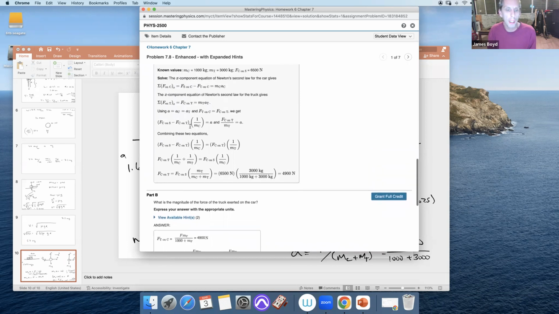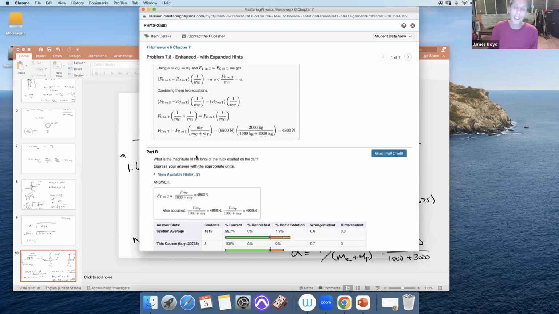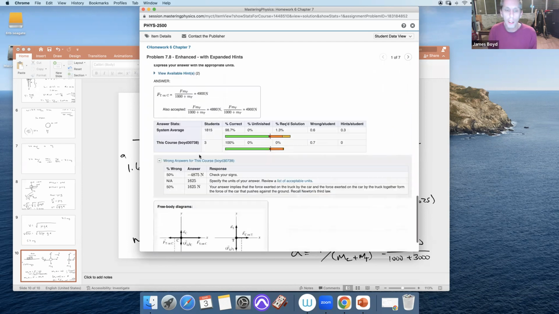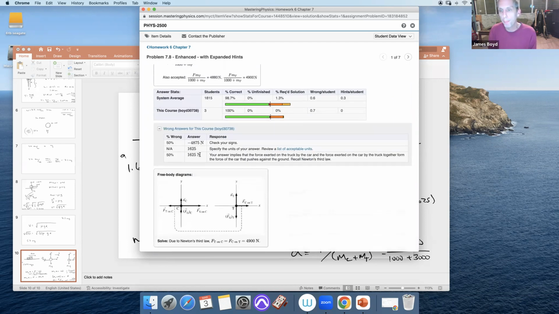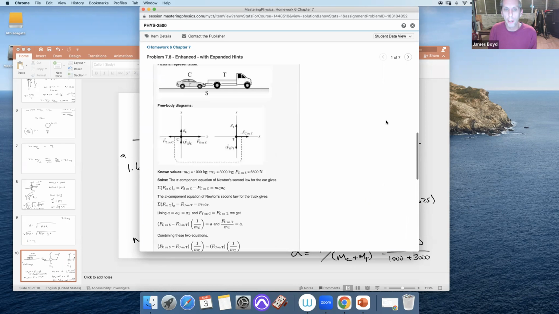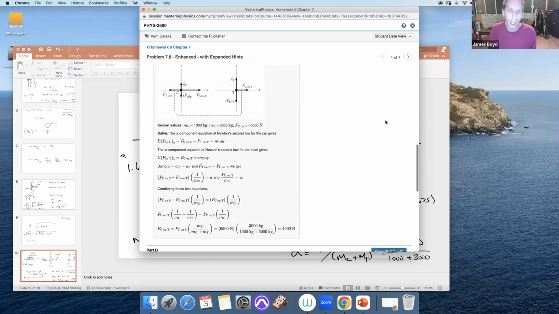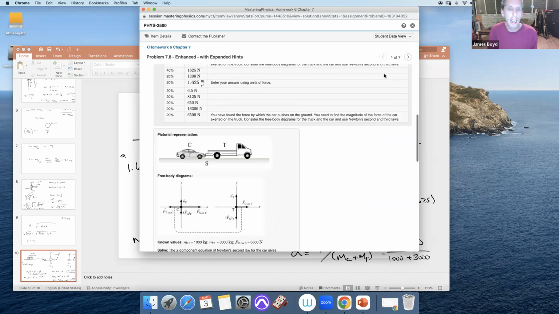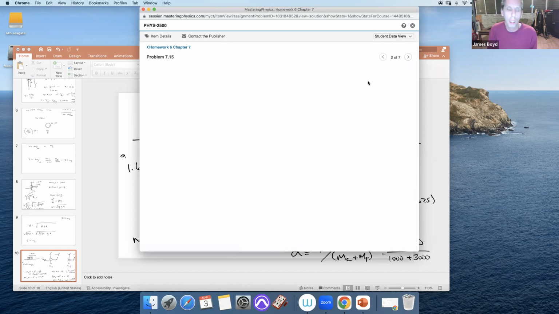What is the magnitude that the force of the truck exerts on the car? Same thing. They are a third law pair. So the normal force on the truck due to the car and the normal force on the car due to the truck are equal and opposite. Now, I don't know why they don't just switch these around, but it's kind of weird to have the car pushing the truck.